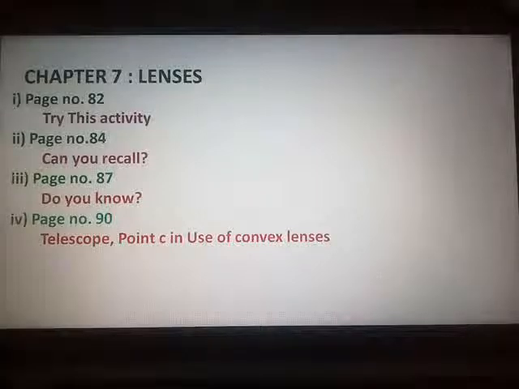Page number 90, under the heading use of convex lenses, only point number C, that is telescope. Some part of it is on page number 91, the very first paragraph and the diagram, that also should be removed.